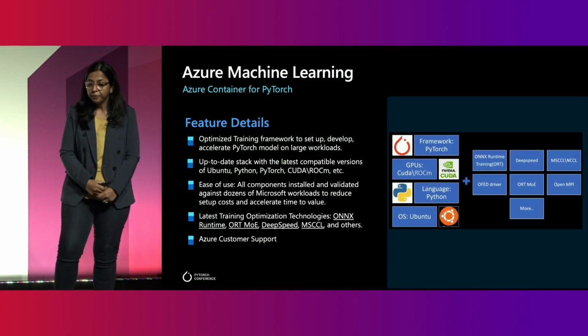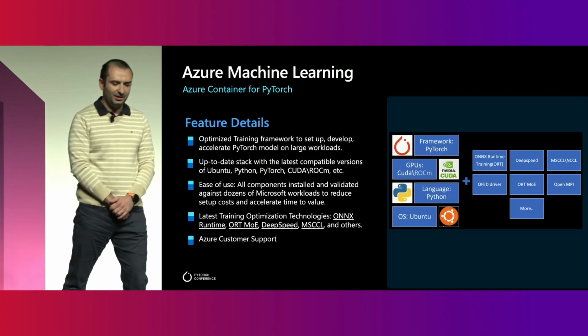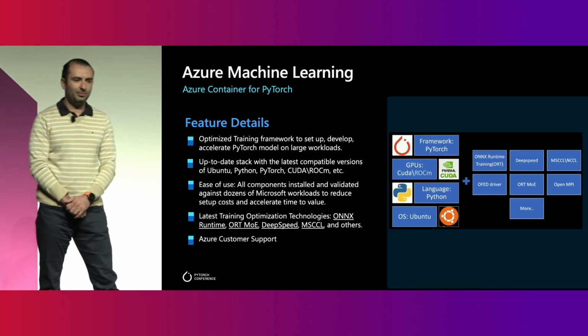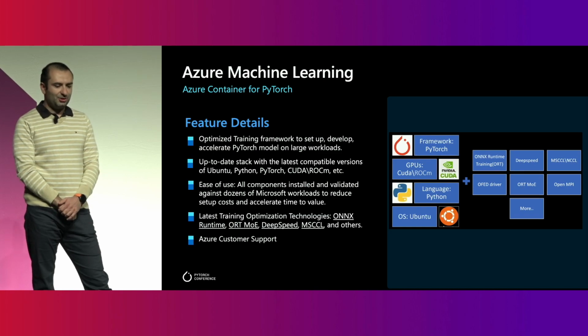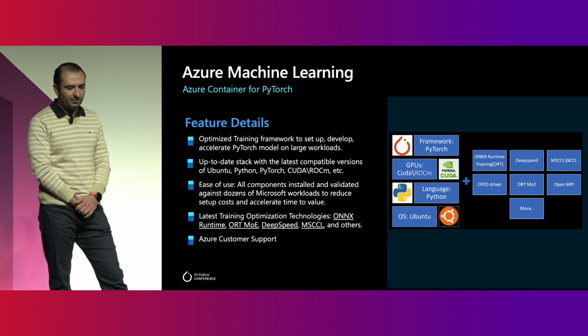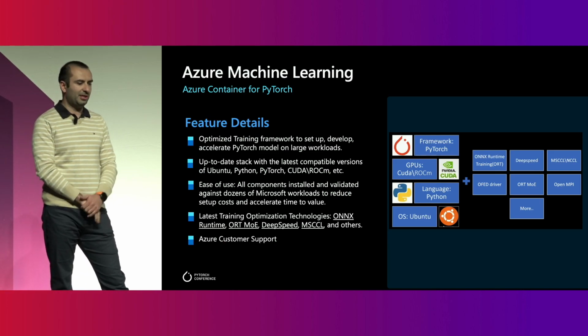Now let's see what this Azure container for PyTorch is really about. In essence, it's an optimized training framework, which is useful to ease the setup and development of PyTorch model training. It comes with the latest versions of Ubuntu, Python, and PyTorch, along with device drivers that are optimized to perform on Azure hardware. It also comes with a bunch of accelerator technologies meant to speed up model training, such as ONNX Runtime for training, DeepSpeed, ONNX Runtime for a mixture of experts, and OpenMPI.